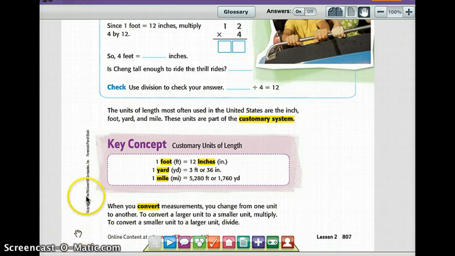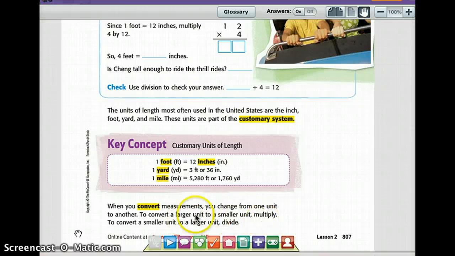Alright, page 807 has this conversion chart to help you out: feet into inches, yards into feet and inches, and miles into feet and yards. So remember that when you convert, you change one unit to another. So when you're converting larger to smaller, you multiply.